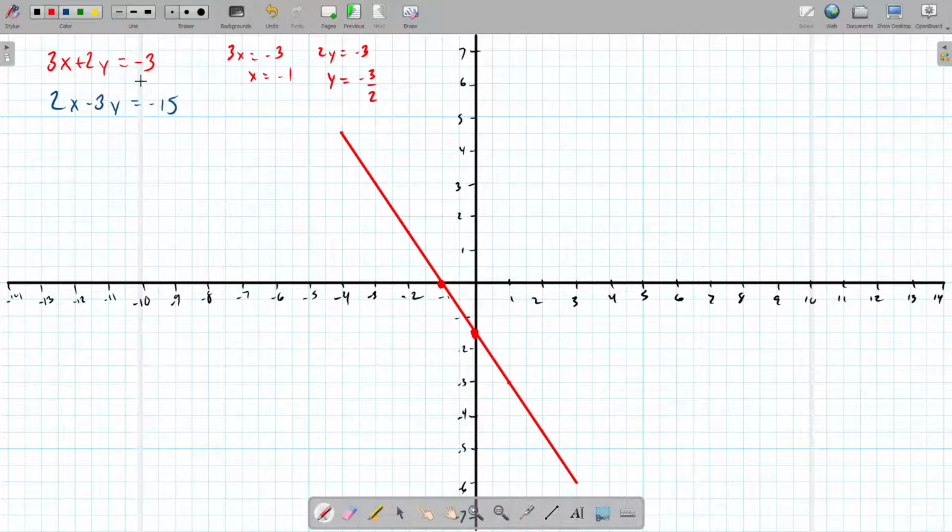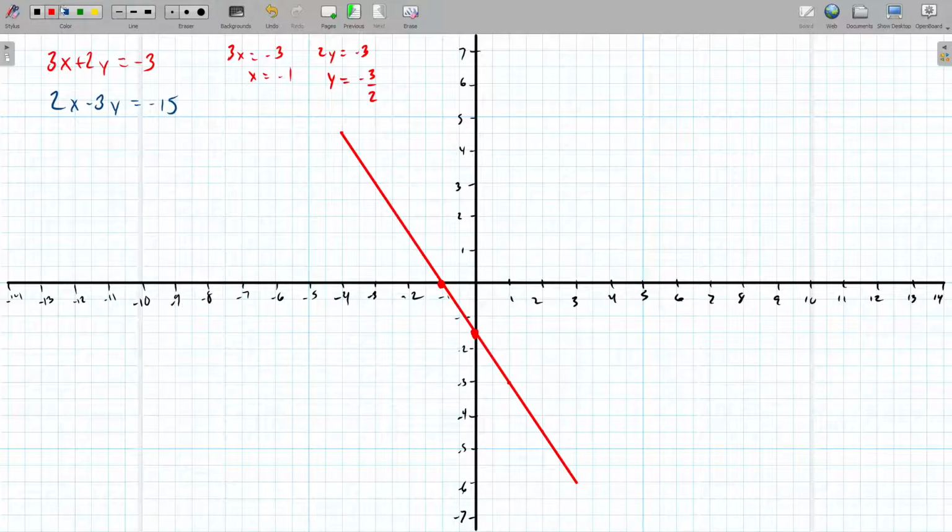Alright, what about the other equation? Again, it's written in standard form, so let's think about this. When y is equal to 0, we get 2x is equal to -15. Dividing both sides by 2, we're going to get x is equal to -15 halves, or -7.5. And for y, if we let x be equal to 0, we're going to have -3y is equal to -15, which gives us y is equal to +5, right up here.